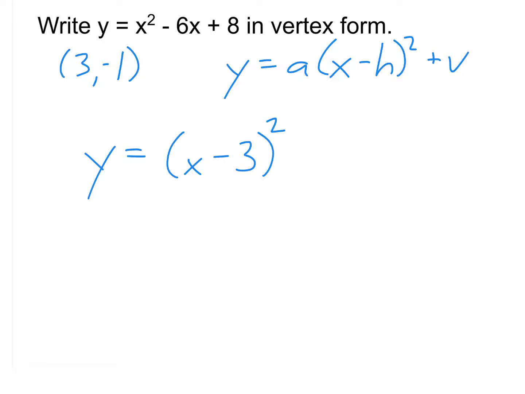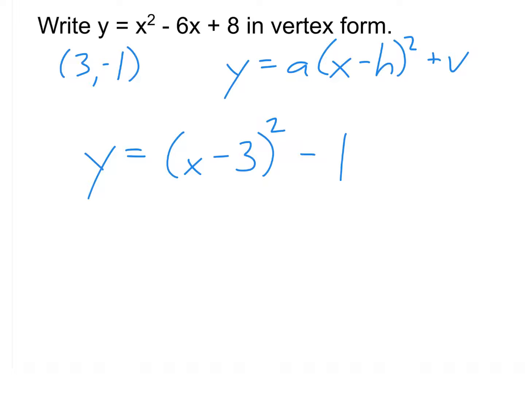It can be easy at first when writing these to forget the squared, but of course it has to be there, otherwise it's not a quadratic anymore. All right, and then the plus v, that's how far it's been moved up or down. In this case, our y-coordinate was negative 1, so that means it's moving down 1. So we got a minus 1. So there's our vertex form.